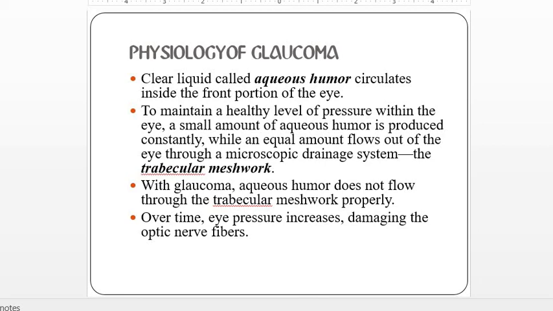The equal amount flows out of the eye through a microscopic drainage system, the trabecular meshwork. With glaucoma, aqueous humor does not flow through the trabecular meshwork properly. Over time, eye pressure increases, damaging the optic nerve fibers. So, aqueous humor is produced normally and drained out normally in the same amount, but with glaucoma, it does not flow through the trabecular meshwork properly, ultimately leading to ocular hypertension.